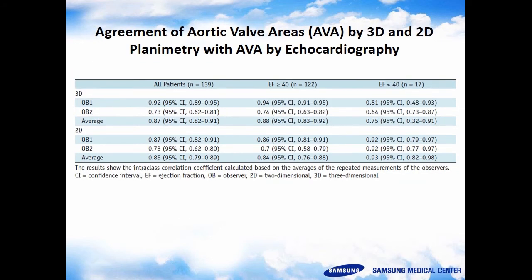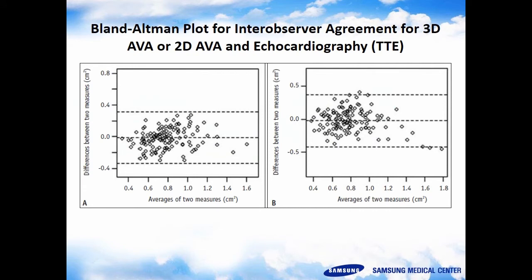The agreement between AVA and echocardiography was lower for patients with ejection fractions of less than 40% than for those with higher ejection fractions with 3DP, but there was no significant difference in measurements between the 3DP and 2DP techniques. The Bland-Altman plot for the averages of the 2 measures versus the differences between the 2 measures indicated that there was no obvious trend in the 3D planimetry and TTE findings, as well as those of 2D planimetry and TTE.